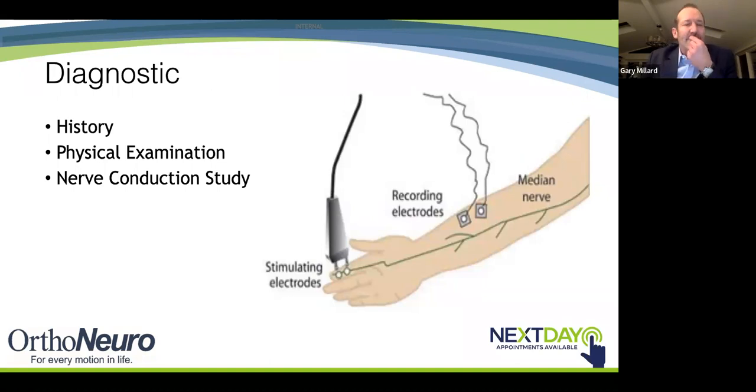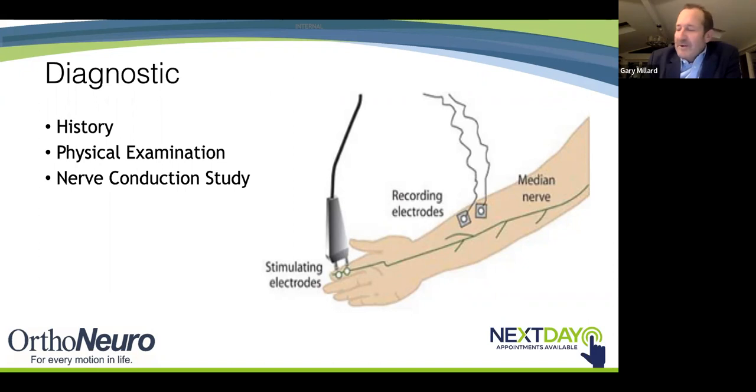So when we're looking at diagnostics for carpal tunnel, the first thing, and probably the most important, is the patient's history. We listen to their complaint, see when they're having numbness, see where the numbness is, and how much and when it bothers them. A physical examination, as I mentioned before, primarily the Tinels and Phelan's. We also do a compression test where we just put pressure straight over the nerve and wait to see if that reproduces the symptoms.